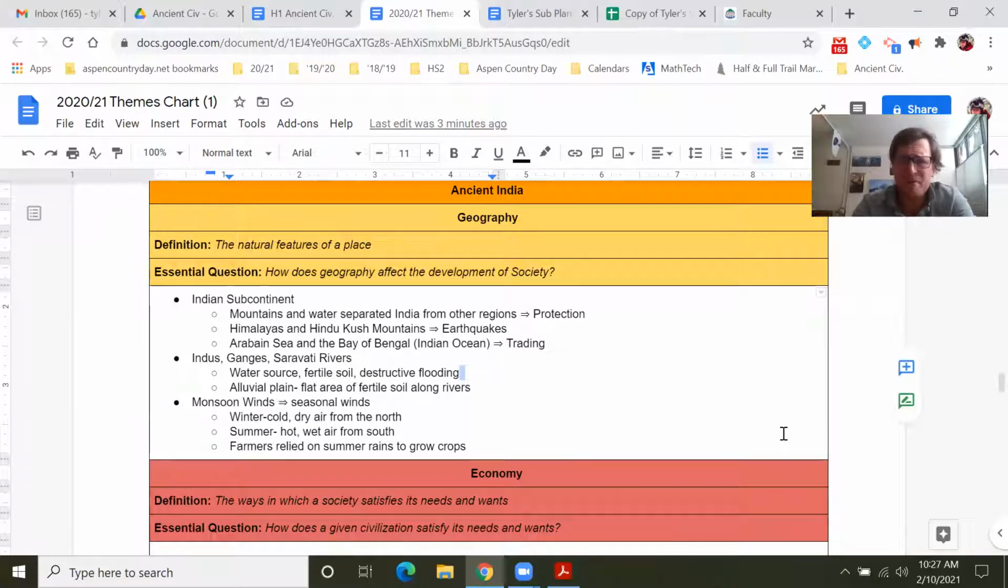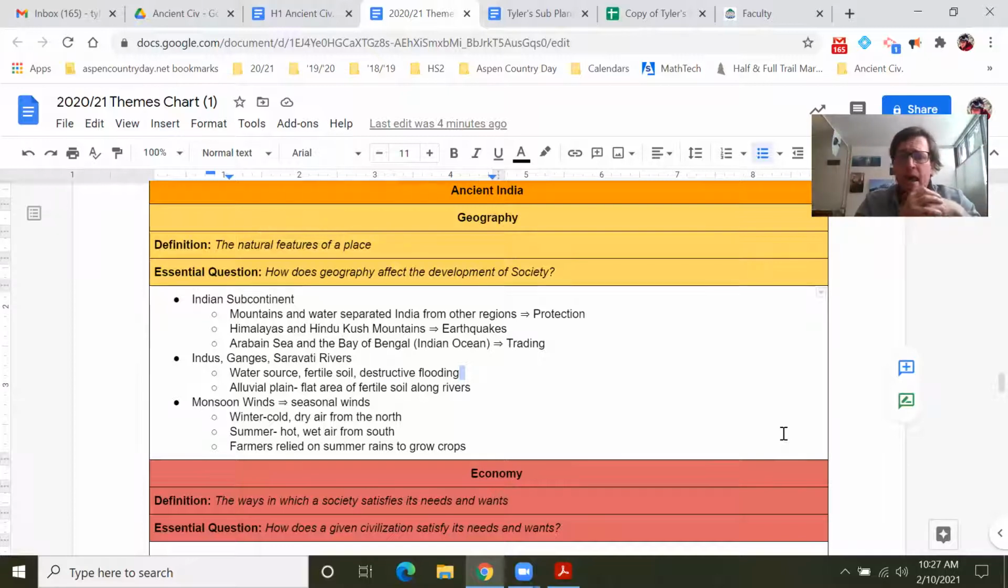So the big idea is the Indian subcontinent. This was the idea that mountains and water separated India from other regions. So even though India is a part of the Asian continent, it's almost separated into a subcontinent because of the water around it and the mountains as well. So it's almost its own little continent within the Asian continent. So that's going to provide a lot of protection.